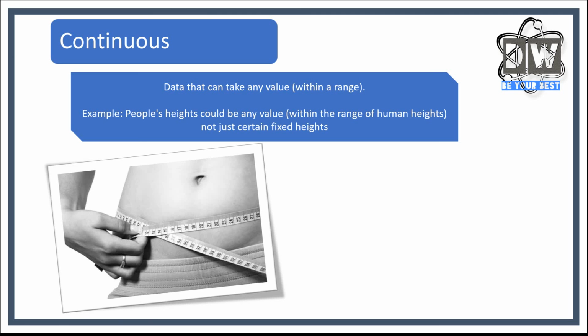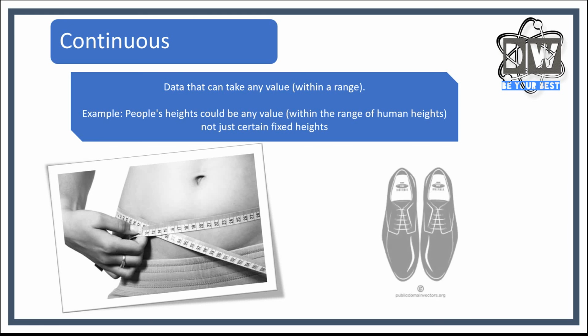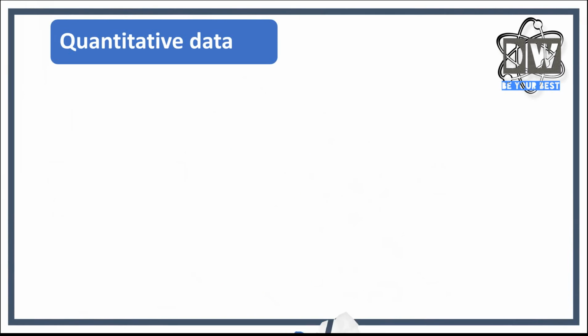So how long does it take you to get somewhere? Well, that would be continuous data because we're measuring it using time. Shoe sizes are another really good example. Lengths, widths, shoe sizes, that type of thing, where you are measuring someone's feet. They're not in discrete elements.